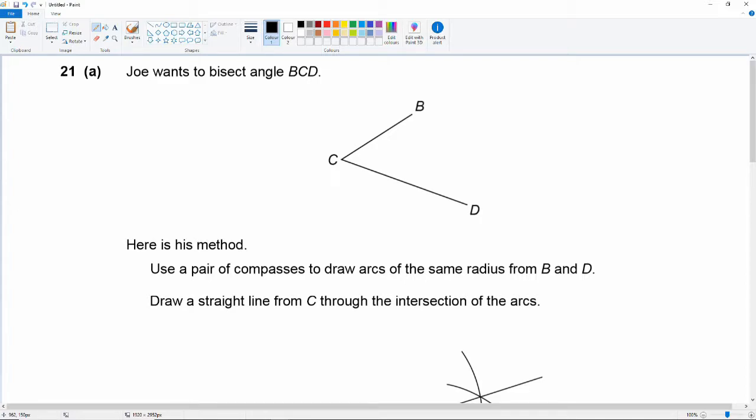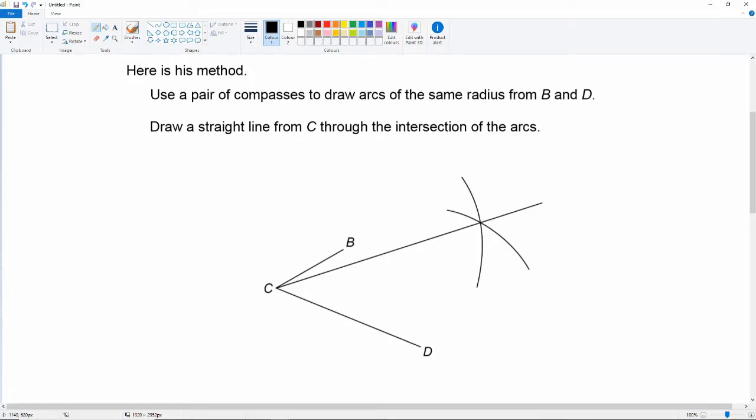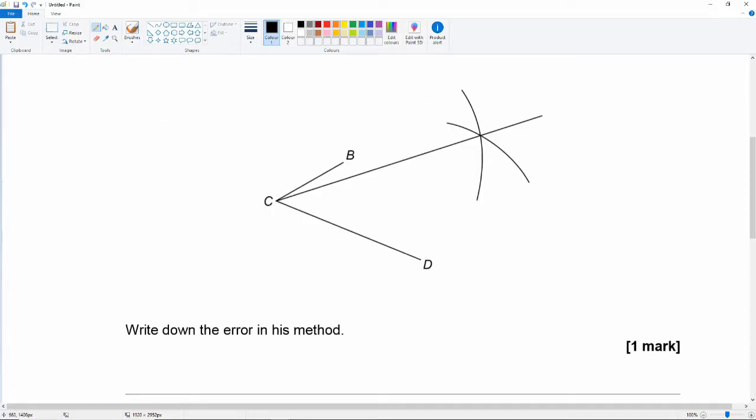Part A says Joe wants to bisect angle BCD. Okay, so that's this angle here. Here is his method. Use a pair of compasses to draw arcs of the same radius from B and D. Draw a straight line from C through the intersection of the arcs. Oh, bless. Write down the error in his method.